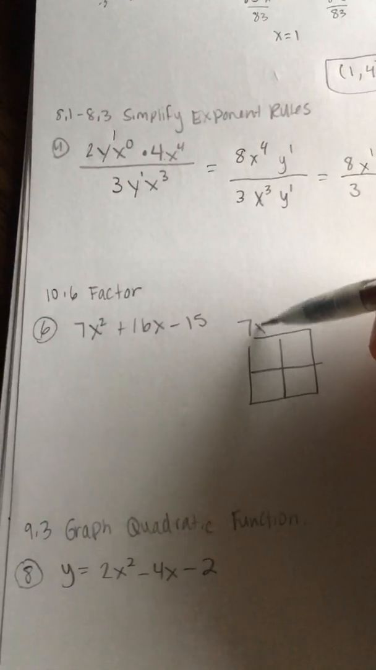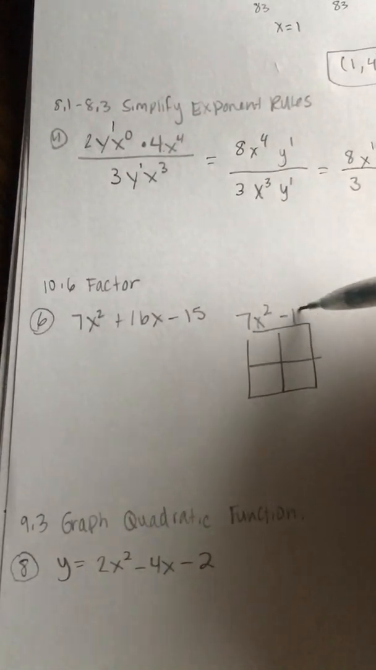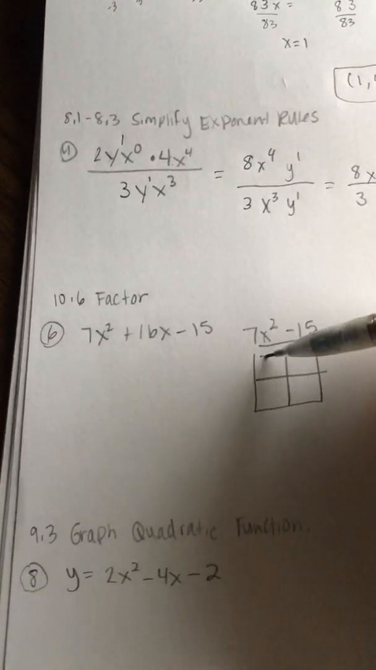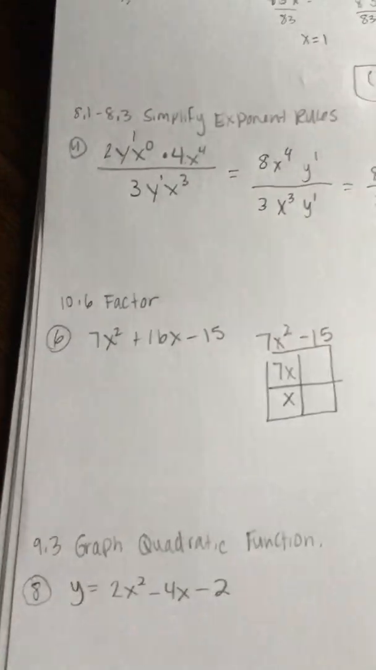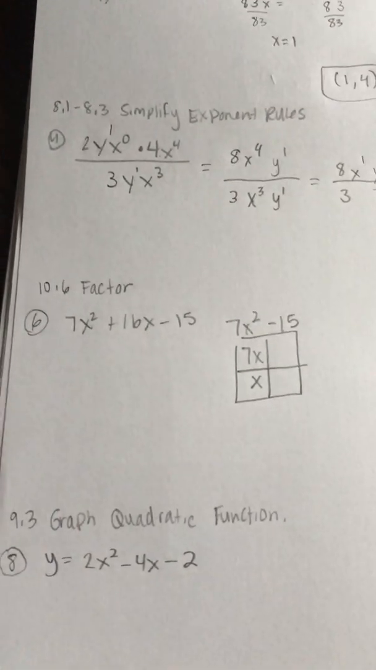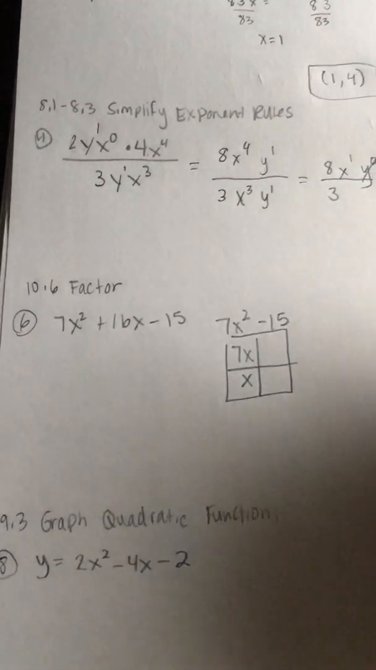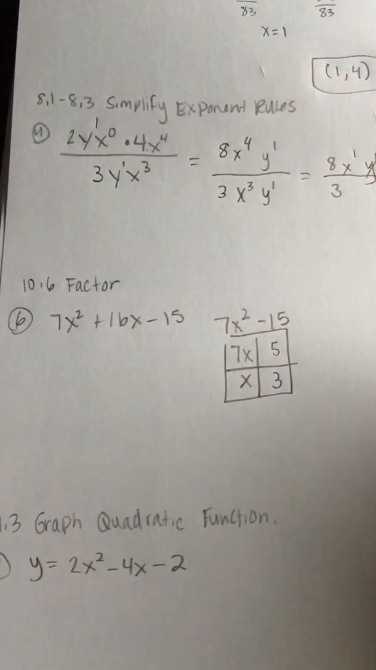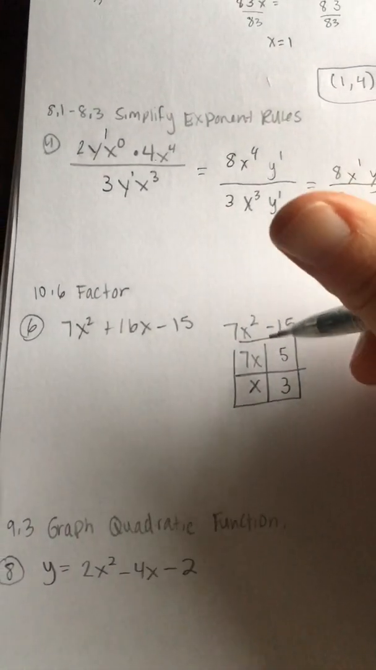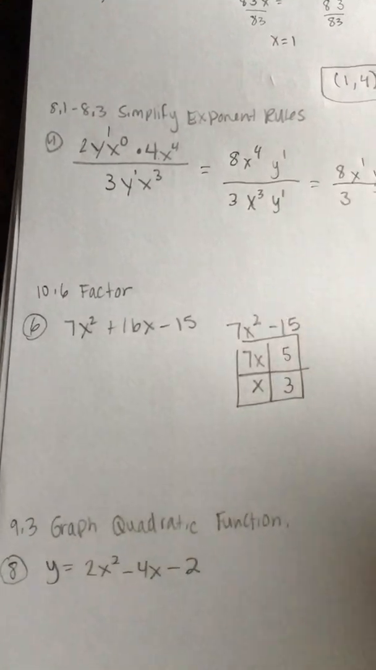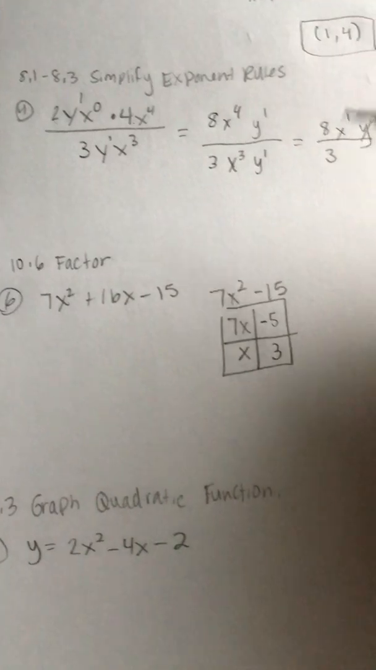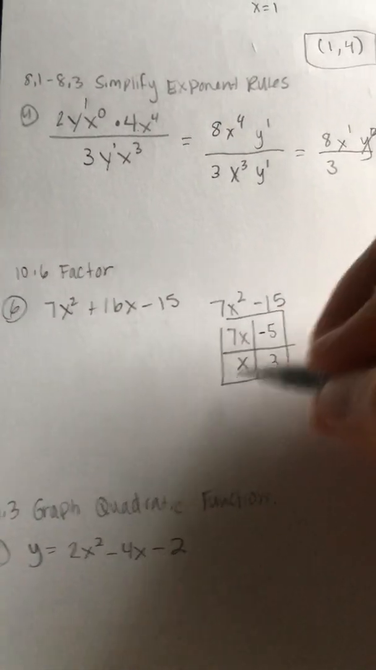Setting it up, leading term here, minus 15 here, constant there. Two numbers that multiply to give me 7x squared are 7x and x. Now I need to get positive 15. I'm thinking I'm probably going to try the 5 here and the 3 here, and let's just see if this works. And then I would put the negative with the 5. And so the check is on the diagonals.